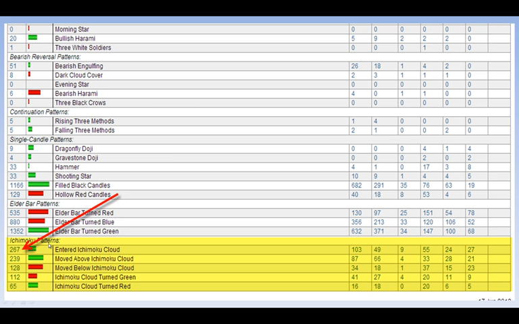Ichimoku Patterns, and then here you can see you've got Entering the Cloud. There are 267 different charts that have entered the cloud. There are 239 that have moved above the cloud. There are 128 that have moved below the cloud. There are 112 where the cloud has turned to green, and 65.